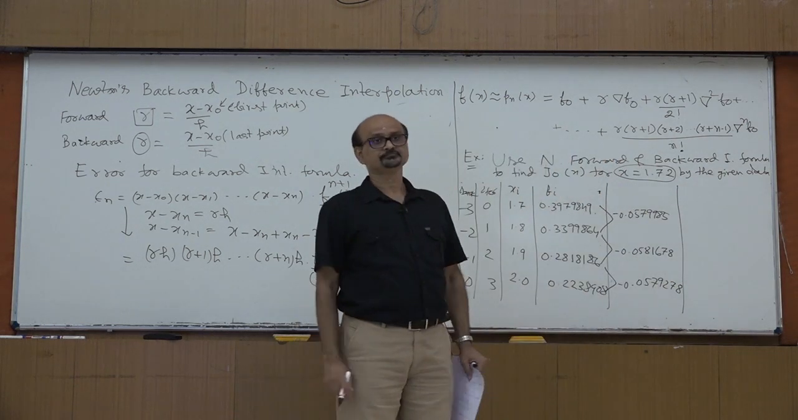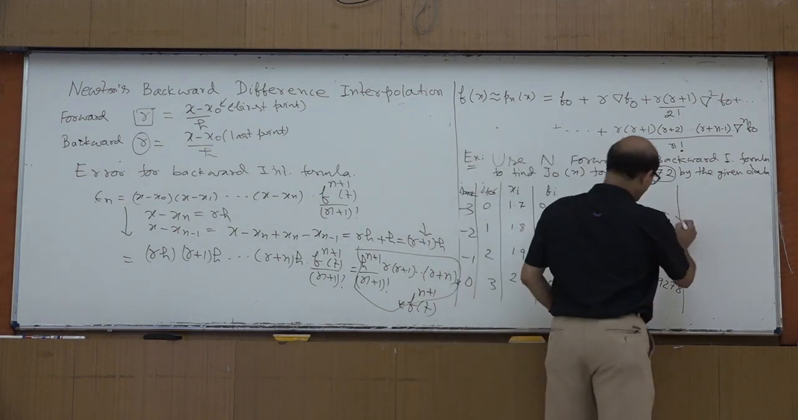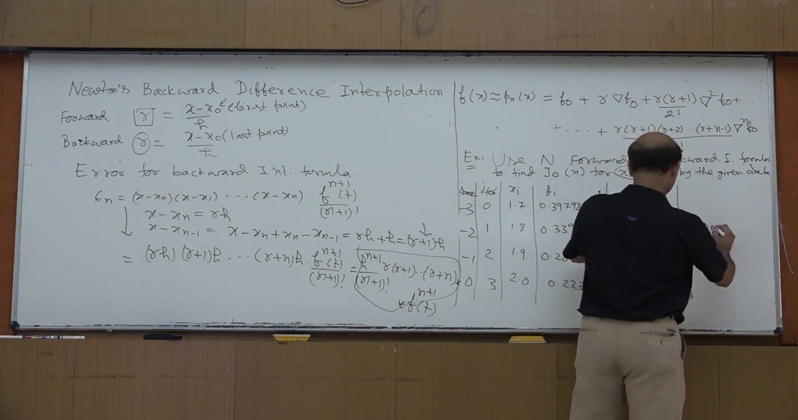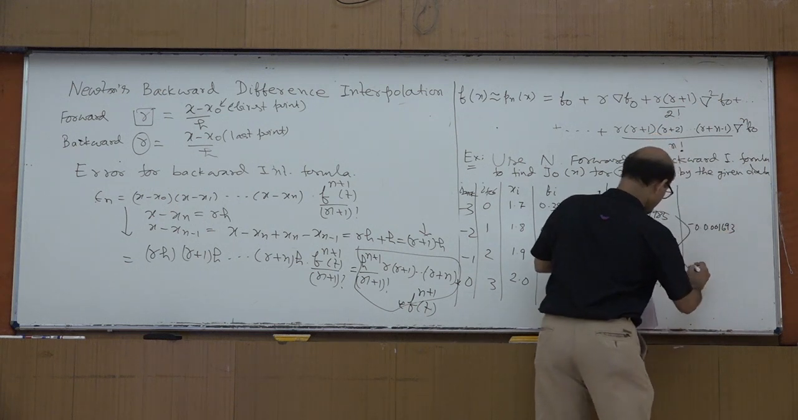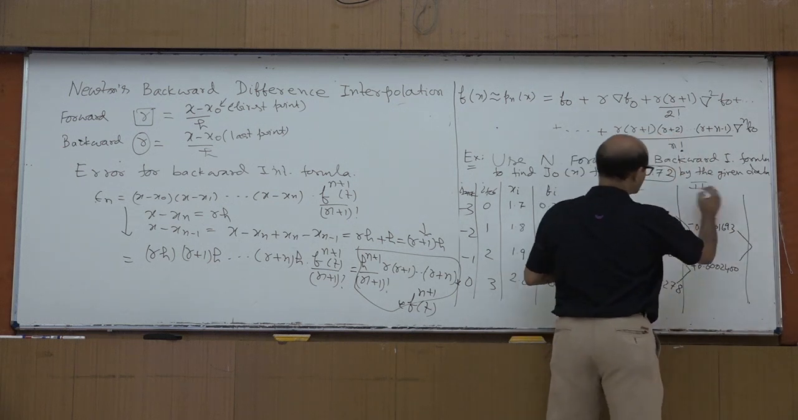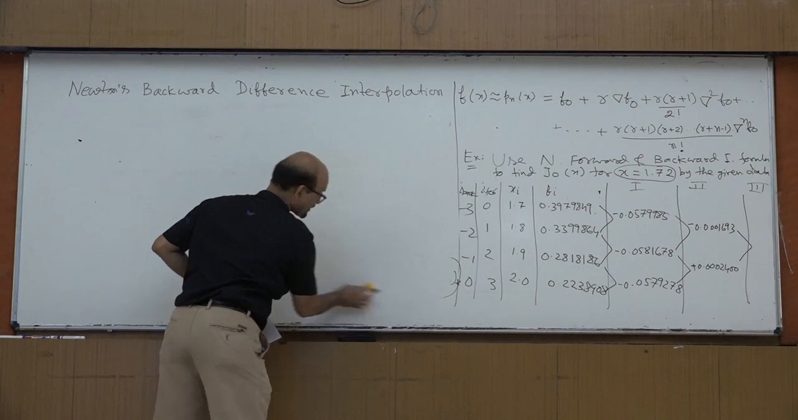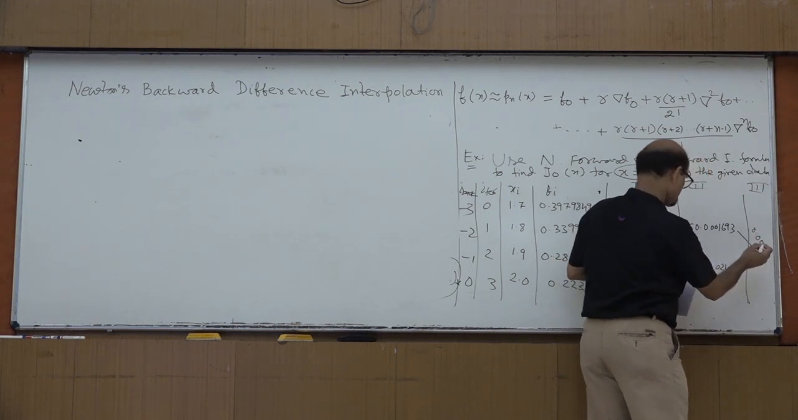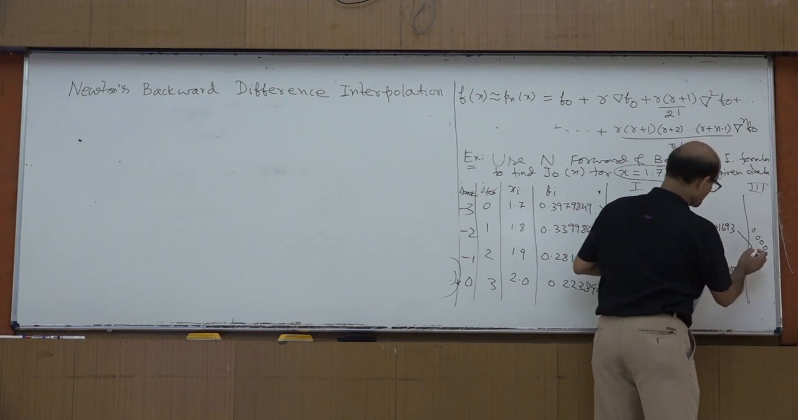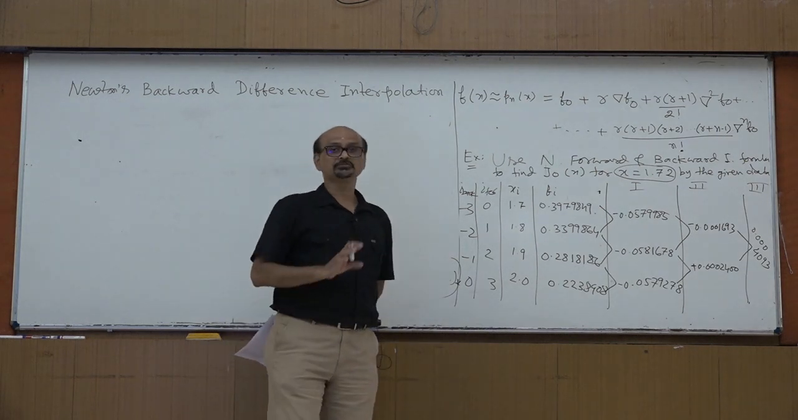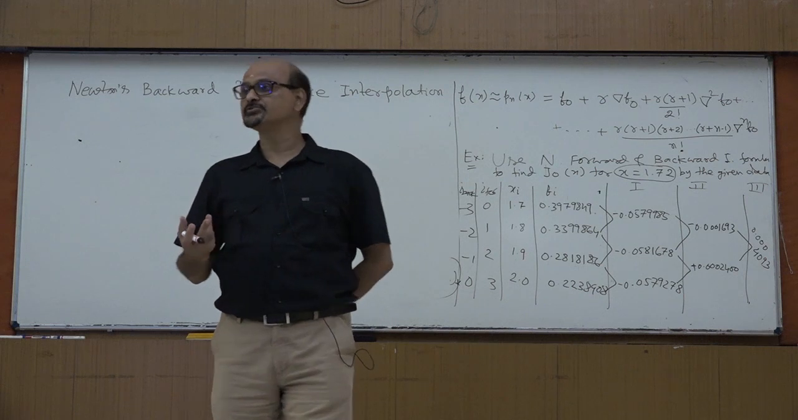This is your first order. Second order will be from here and here. So second order is minus 0.0001693, and here it is plus 0.0002400. And the last one, third order, will be this minus this, as 0.0004093. So this table I have developed without considering which method you are using, forward or backward.